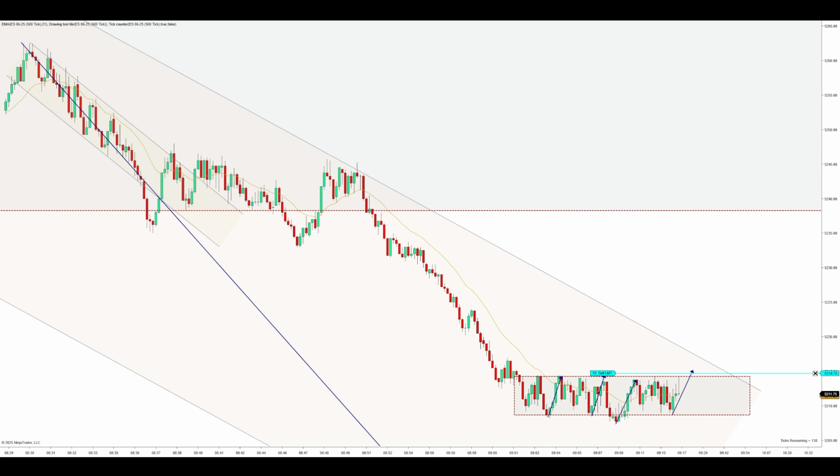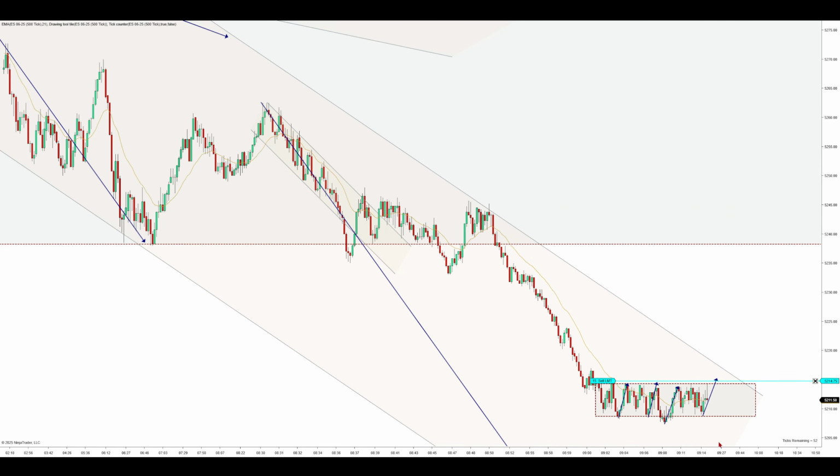Alright, so we're looking to get short again. It just rejected that high right there, which is a bit annoying. But this measured move pushes past that high, so I am looking to actually get short a little higher than that high.